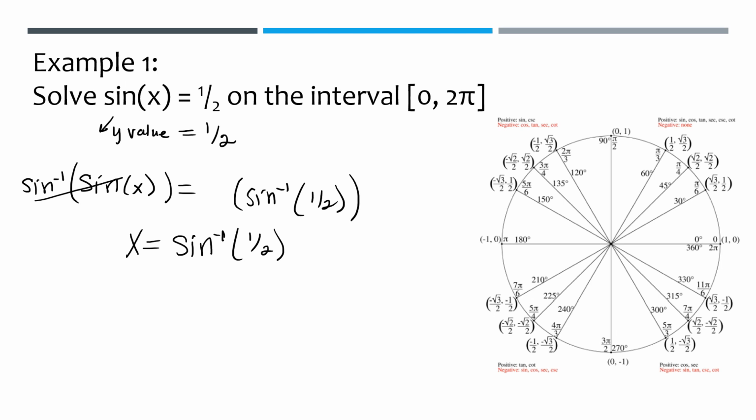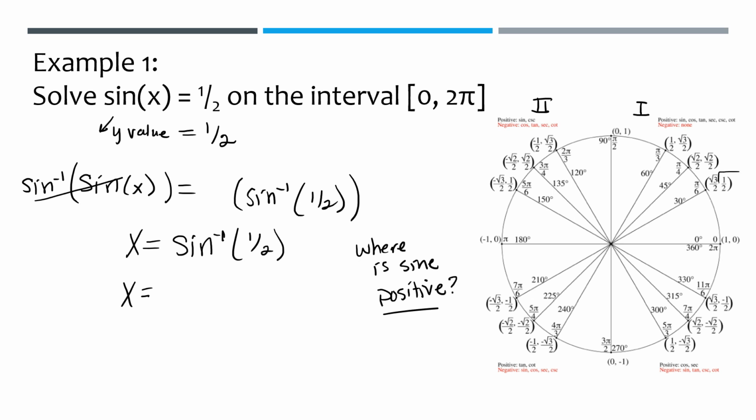And what we also have to take into account is where is sine, and in this case positive, not just 1/2, but positive 1/2. So you have two quadrants where sine is positive, definitely in quadrant 1 and again in quadrant 2. So I want to know at what two radians does my y value equal positive 1/2.